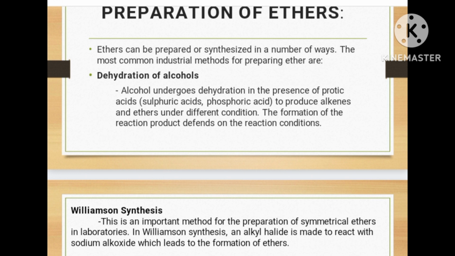In Williamson synthesis, the most used technique for making ethers is the Williamson. A methyl alkoxide displaces a halide ion from an alkyl halide in an SN2 reaction. An alcohol and a potent base such as sodium hydride react to form the alkoxide ion.